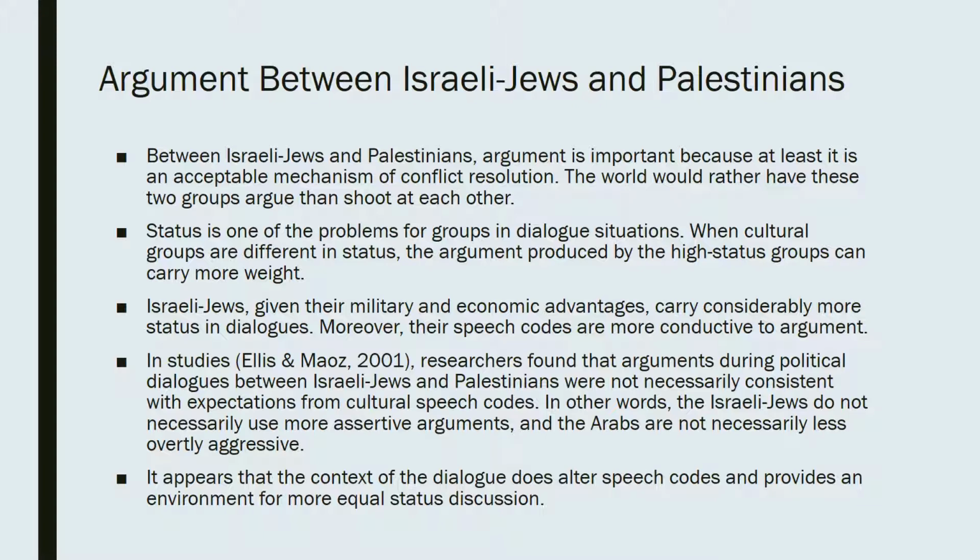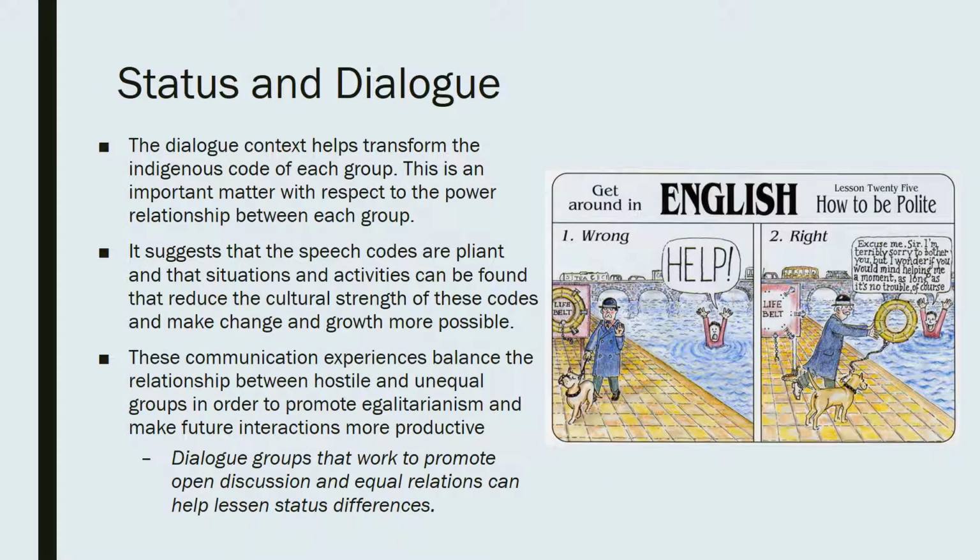In studies by Ellis and Maoz, researchers found that arguments during political dialogues between Israeli Jews and Palestinians were not necessarily consistent with expectations from cultural speech codes. In other words, the Israeli Jews do not necessarily use more assertive arguments, and the Arabs are not necessarily less overtly aggressive. It appears that the context of the dialogue, the circumstances of the dialogue, does alter speech codes and provides an environment for more equal status discussion. The dialogue context helps transform the indigenous code of each group. This is an important matter with respect to the power relationship between each group.